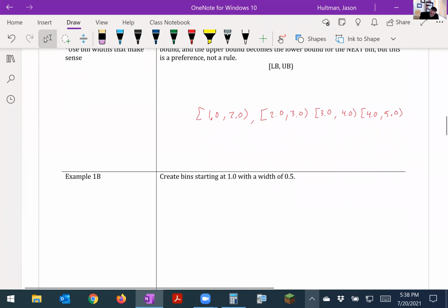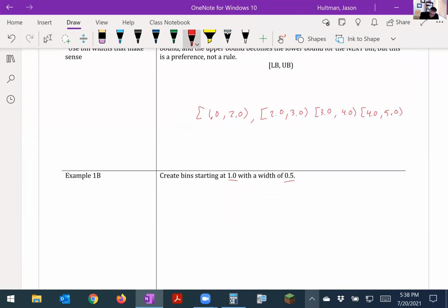What if we wanted to create bins starting at 1.0 with a width of 0.5? Then we'd have a lot more bins. Then we would say 1.0 is included, but 1.5 is not included. And then we would go 1.5 to 2.0. We have commas in between these bins. Then 2.0 to 2.5, and then 2.5 to 3.0. And then we can just go on like that forever.